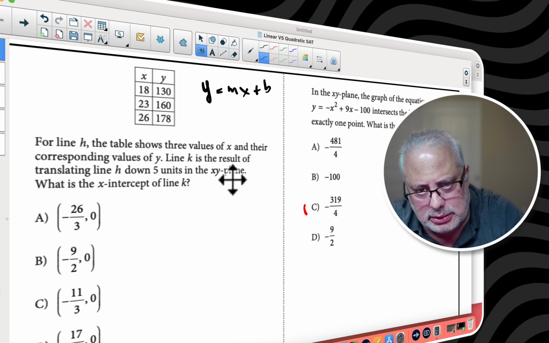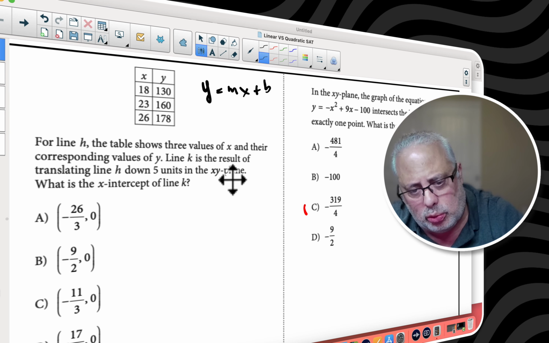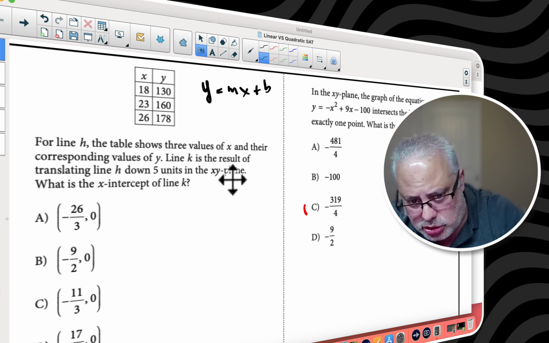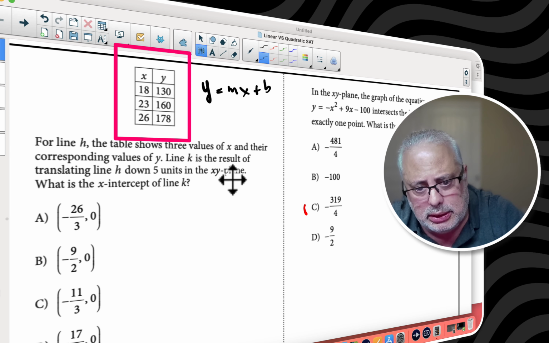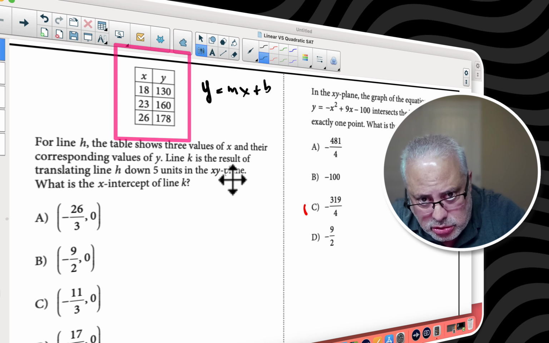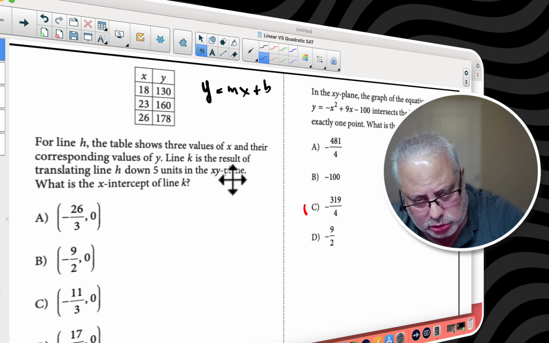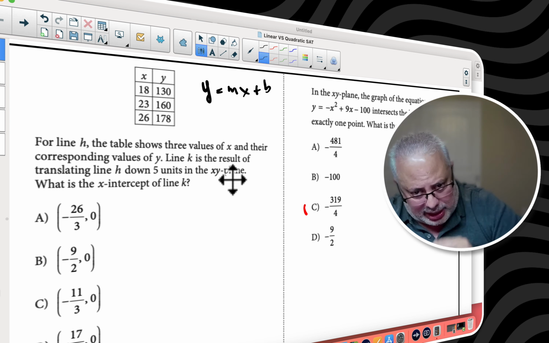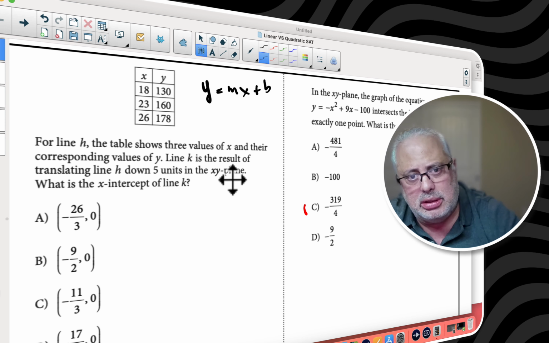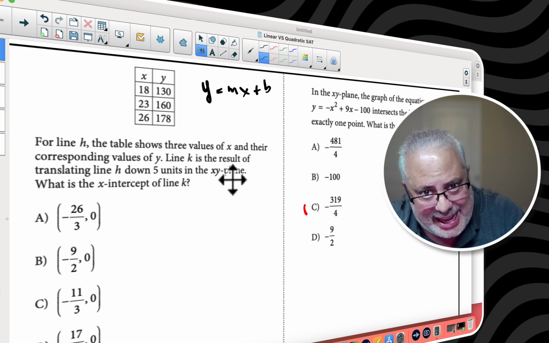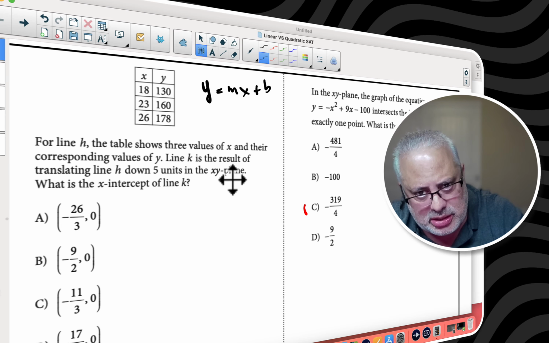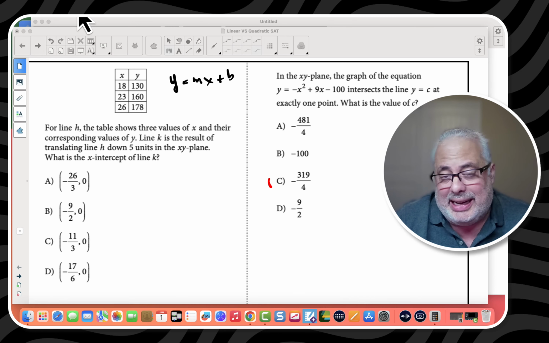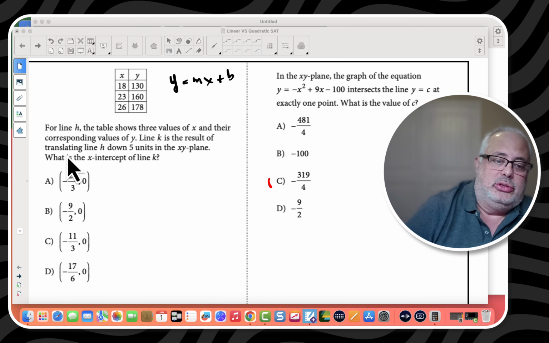Let's put it together. Find the equation of the line, y equals mx plus b, using those points. You have plenty of them, 3, you only need 2. From the equation of line H, subtract 5, translating it down 5 units along the y-axis, and you generate line K. With line K, find the x-intercept. Let's start working on it. Let's build line H. So we need the slope of line H. So we need to pick 2 points.